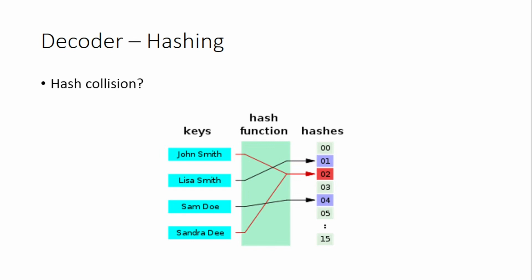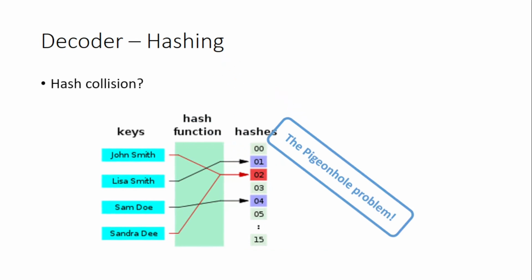For example, in this you have John Smith and Sandra D that hash both to 02. This is because of the pigeonhole problem. If you don't know what the pigeonhole problem is, it's the fact that if you have, for example, 4 pigeonholes and you have more than 4 pigeons, like 5 pigeons, you'll have at least one pigeonhole that will be having more than one pigeon.